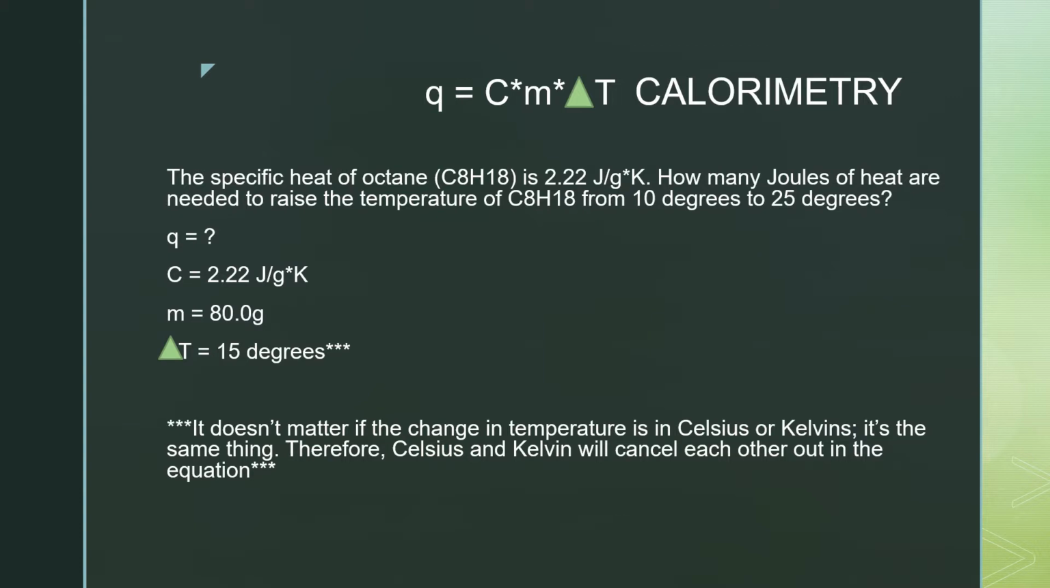So here it is, the specific heat of octane is 2.22 joules per grams Kelvin. How many joules of heat are needed to raise the temperature of octane from 10 degrees to 25 degrees? So the Q is the heat in joules that the question is asking about. The capital C, the specific heat, is given to you. And I think probably most of your test questions on this are going to give you the specific heat. They're not going to make you figure that out. So if the question has specific heat in it, then you'll know to use this formula. So the specific heat is this capital C, 2.22 joules per grams Kelvin.